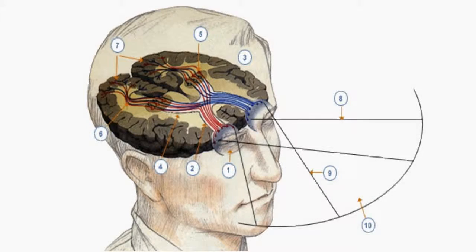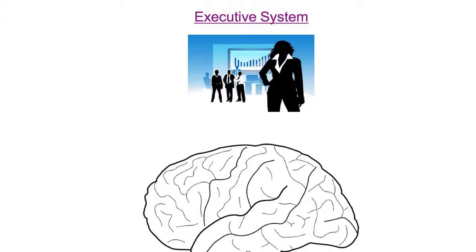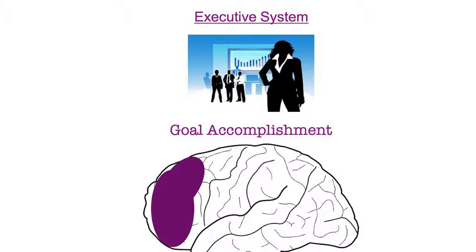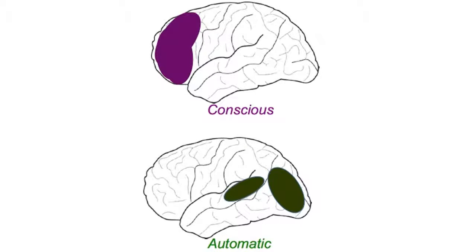This concludes our discussion of the visual system. Finally, we'll briefly look at the executive system. Like an executive in a company, the executive system is in charge of identifying and accomplishing goals. The executive system is located in the front of the brain here. In the next video, we'll be talking about processing that is conscious versus automatic. While we don't really understand consciousness, it is usually associated with activity in the executive system. Automatic processing is associated with activity that is limited to posterior sensory cortical areas.